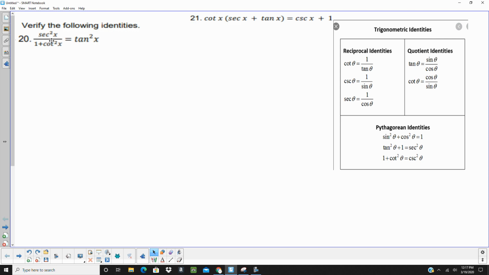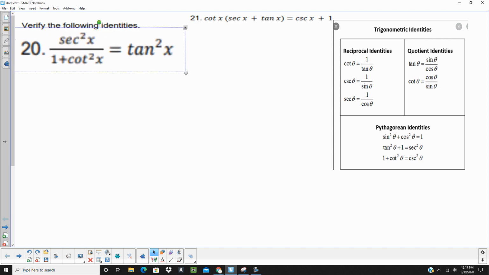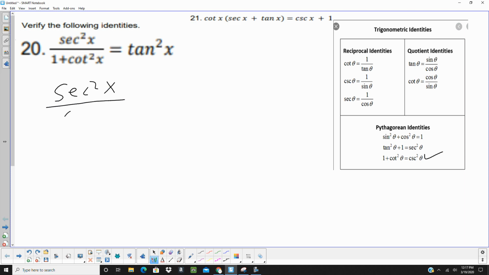On 20, let's make that a little bigger. I've got 1 plus cotangent squared. That's my bottom identity right there, which is cosecant squared. I'm going to have secant squared over cosecant squared. Let's type that out correctly. And that's going to equal tangent squared x.